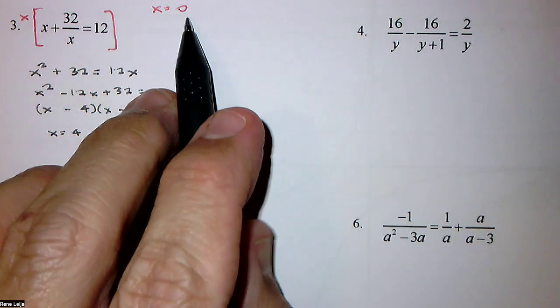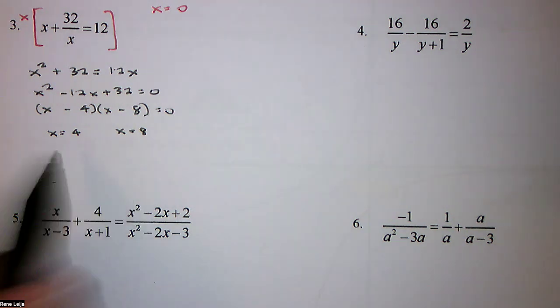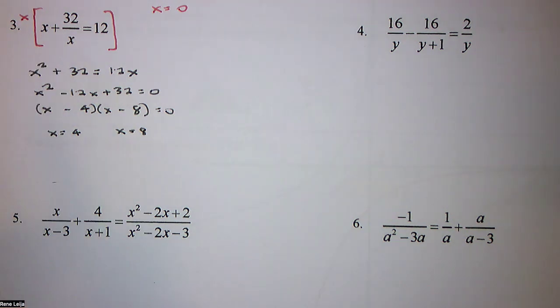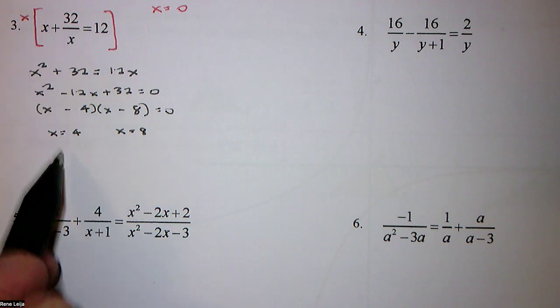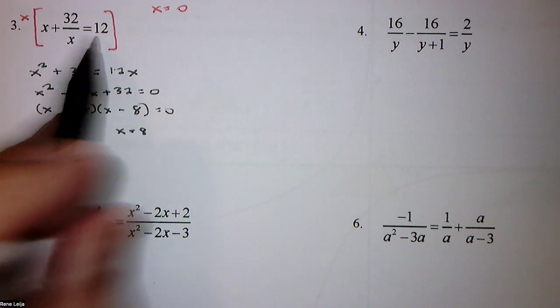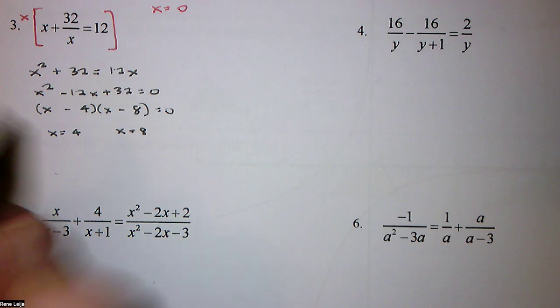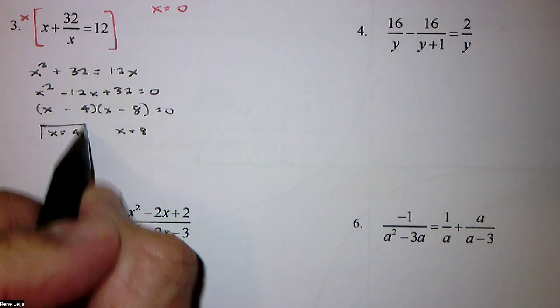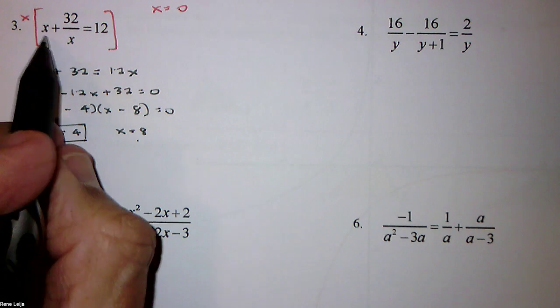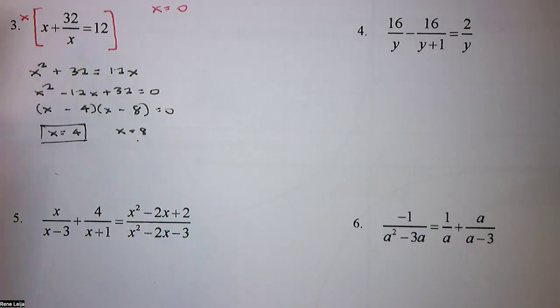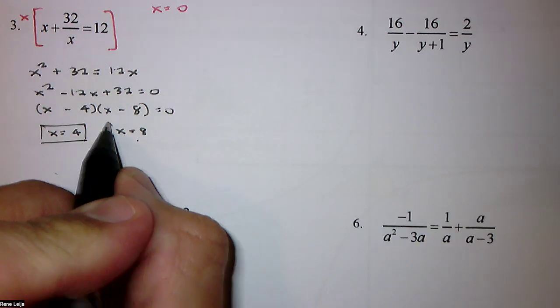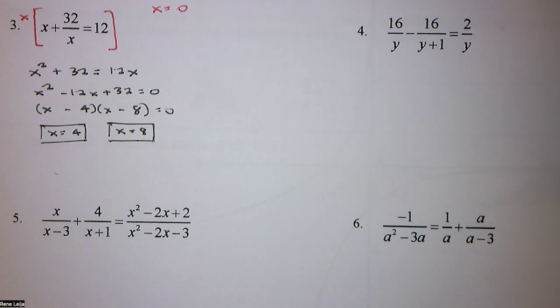Since it's not a 0, these so far are good, but we have to plug it back in. So we have 4 plus, well, 32 divided by 4 is 8, and 4 plus 8 is 12. So this one is good. Now let's plug in the 8. Here's an 8. 32 divided by 8 is 4. 8 plus 4 is 12. So this solution is also good. So we get to keep both.